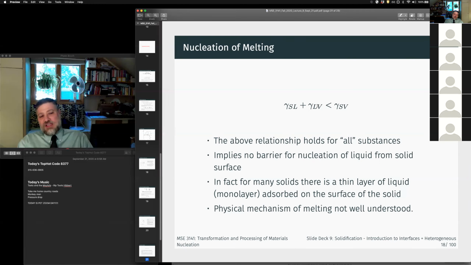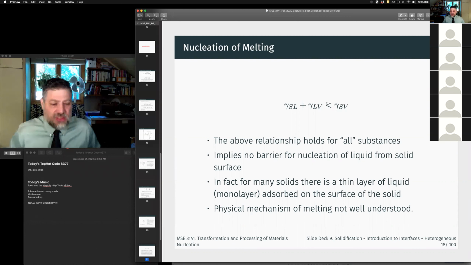So basically what this says is that there's no penalty for melting. If we're going to create liquid on the surface of a solid, there's no activation barrier that we need to overcome. And in fact, most solids have a thin layer of liquid adsorbed onto the surface. And so we don't need a superheating to melt, but we do need an undercooling to solidify.